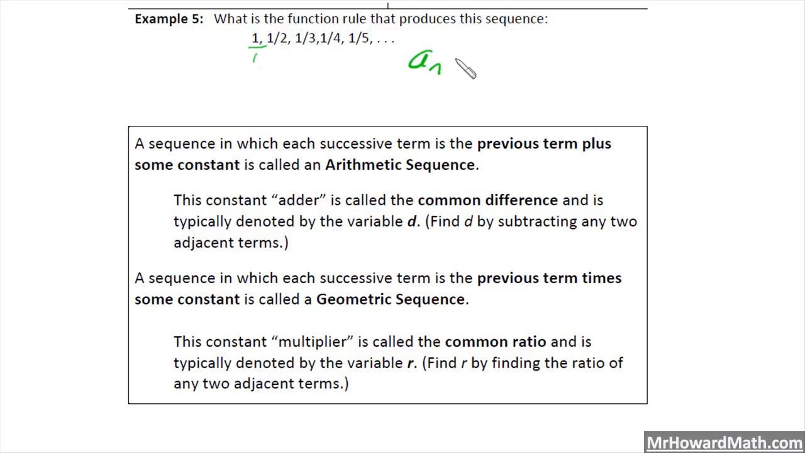So our rule is a sub n equals 1 divided by n. If we take the third term, we get 1/3. We take the fourth term, we get 1 over 4. We take the fifth term, we get 1 over 5. Whatever term number we're taking is going in the denominator. So a sub n equals 1 over n is the rule.